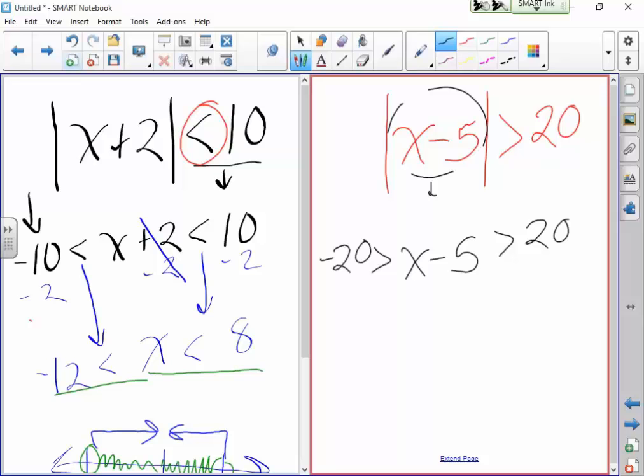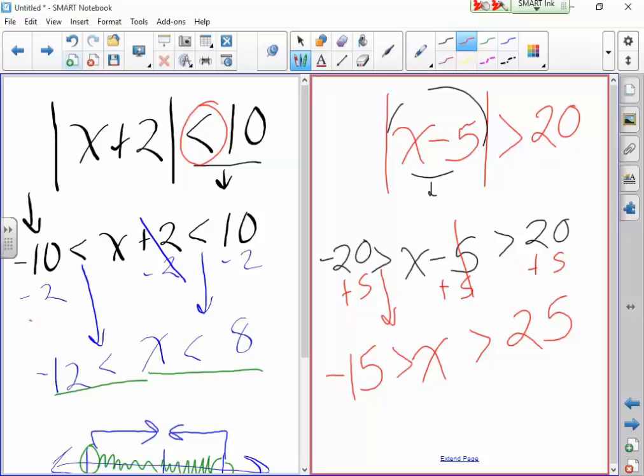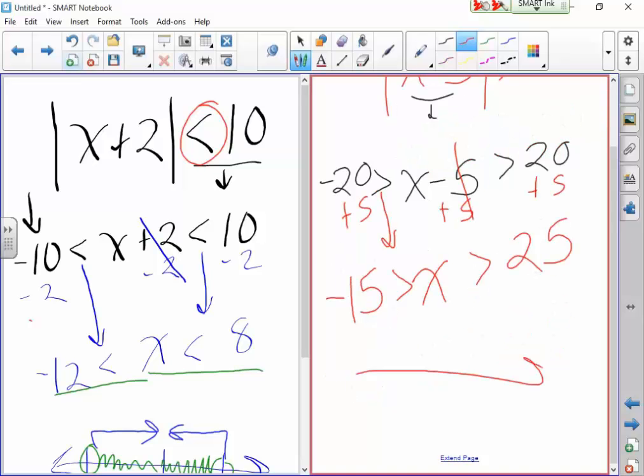What's our next step? Add 5. We're going to add 5 to all sides. We end up with x. What do I have on the right side? 25. And what sign? X is what to 25? Greater than. And over here we have negative 15. It's still greater than. And we go ahead and graph that.